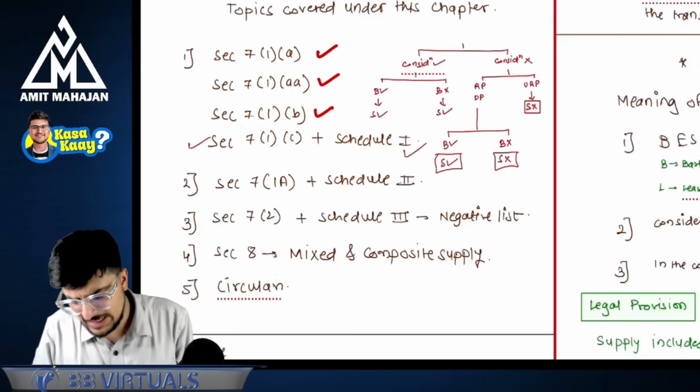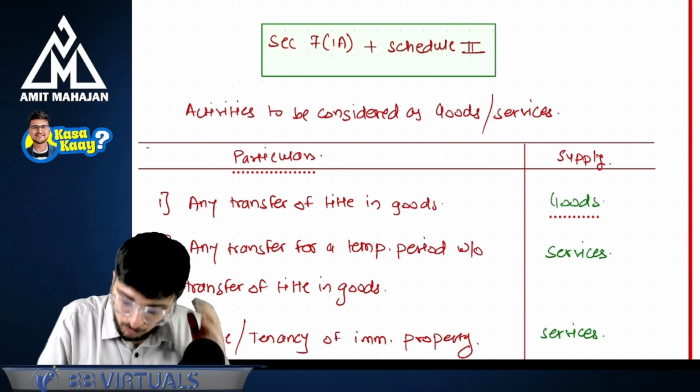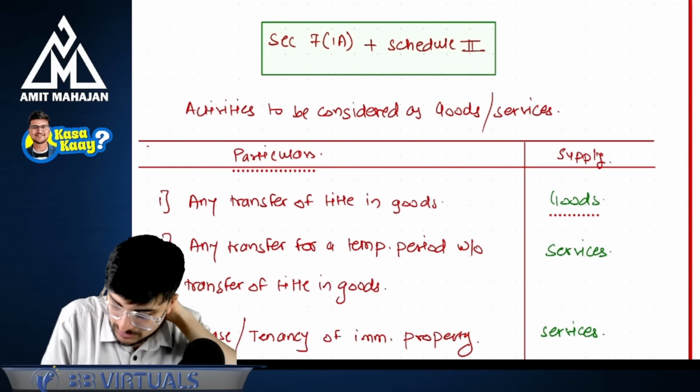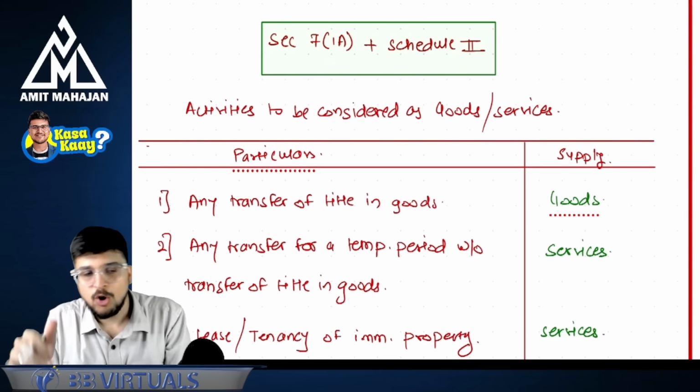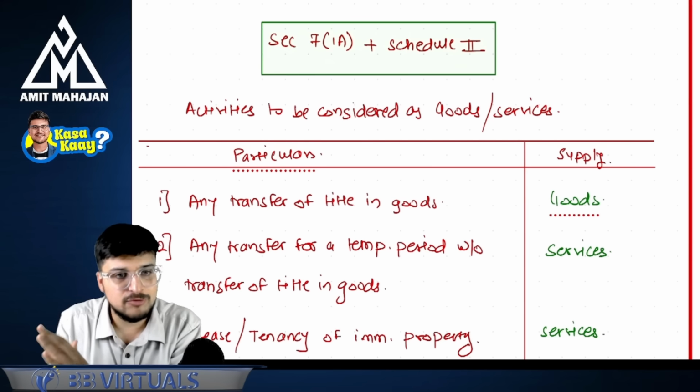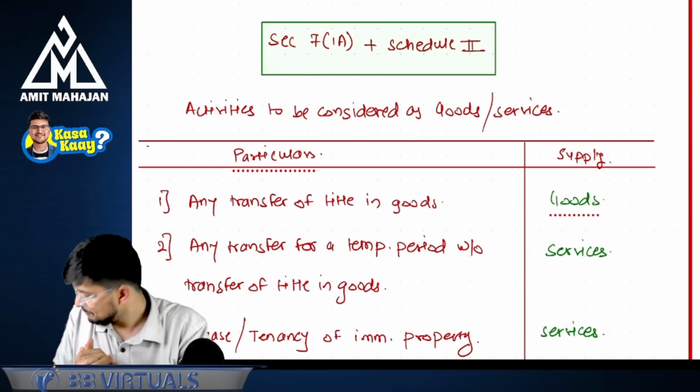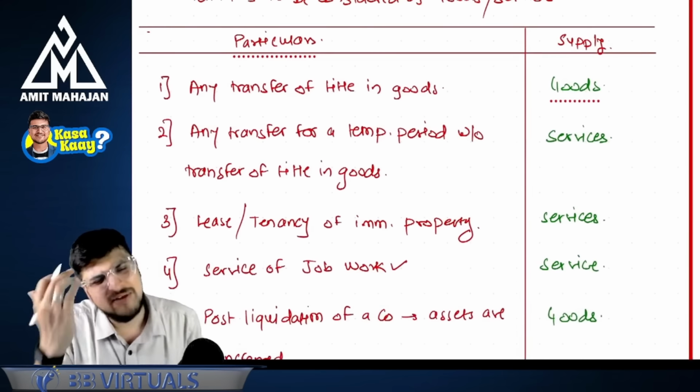Understanding? Let's move ahead with the next point, that is section number 7.1a, read with schedule 2. What is the meaning of 7.1a, read with schedule 2? They have specifically mentioned what are the goods and what are the services. Will this be considered as goods or will this be considered as services? We have to just understand this. Okay, let's try to analyze. And this is very logical.